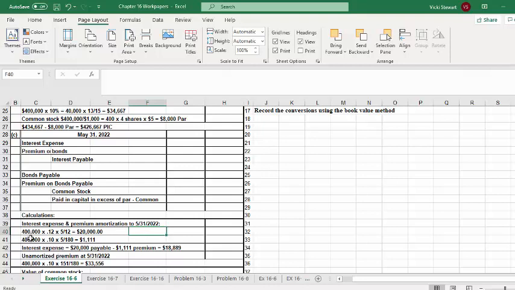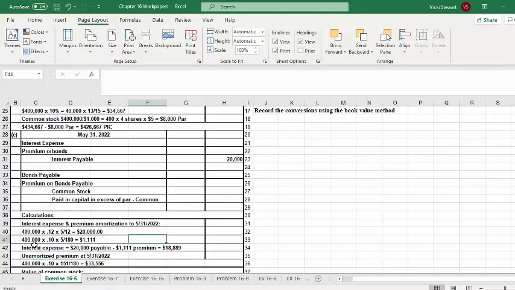So we would multiply the face amount of the bonds, $400,000, times the annual rate, 12%, and then multiply that by 5 divided by 12, because it's been 5 months since we paid interest. So the interest payable amount would be $20,000, and we're going to pay that at the next semi-annual interest payment date in June. The next thing we need to determine is how much of the premium we will be amortizing.